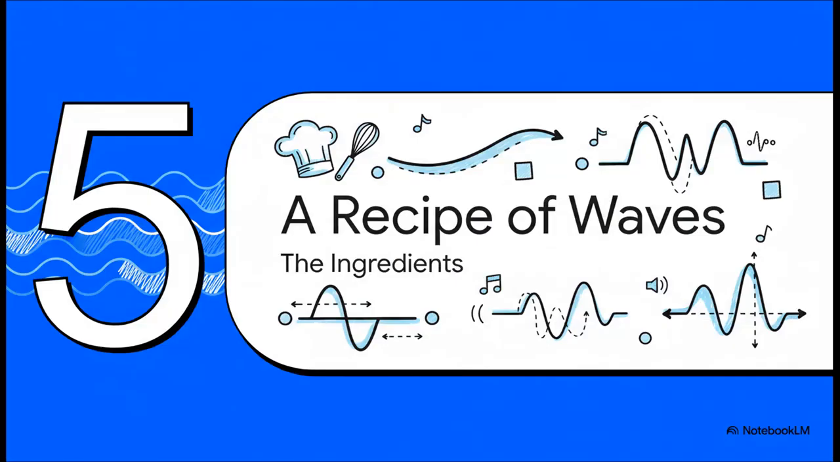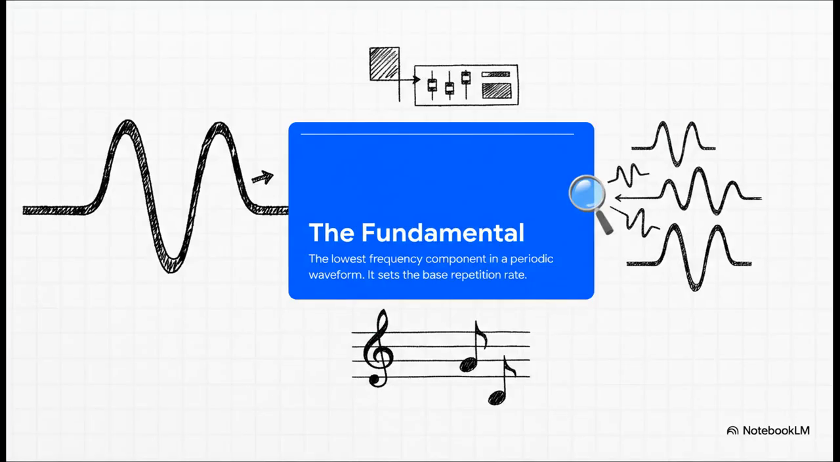So, if any complex wave is really just a recipe, then what are the ingredients? Let's open up the cookbook and break down the components that Fourier was talking about. Okay, every good recipe starts with a main ingredient, right? For a waveform, that's called the fundamental. It's the sine wave with the absolute lowest frequency in the whole mix. This is the one that sets the overall rhythm, the repetition rate of the final wave. You can think of it like the bass note in a musical chord.